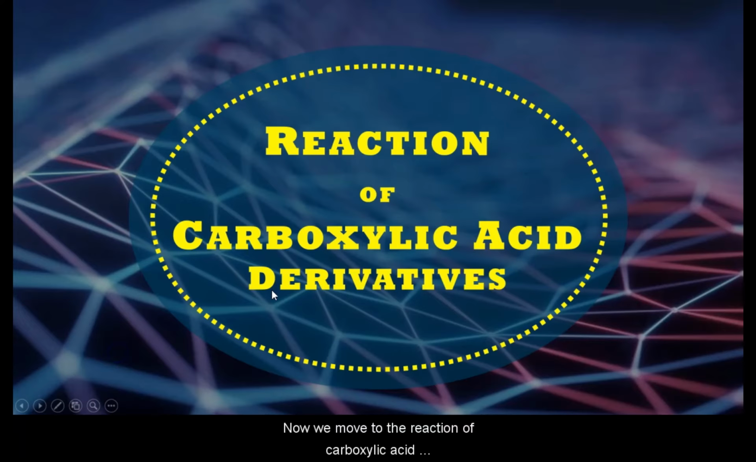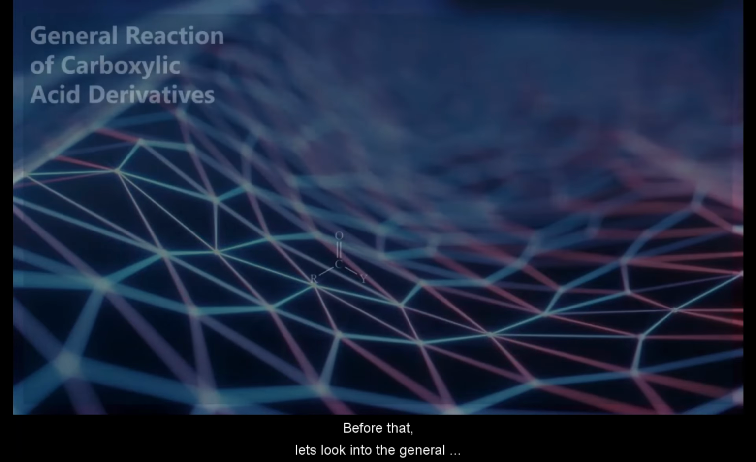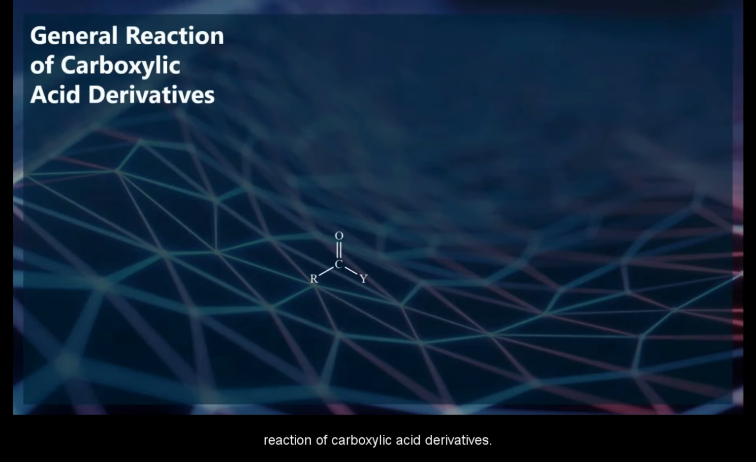Okay, enjoy! Now we move to the reaction of carboxylic acid derivatives. In this subtopic, I will divide it into 4 parts based on the carboxylic acid derivative, which is acid chloride, anhydride, ester, and amide. Before that, let's look into the general reaction of carboxylic acid derivatives.